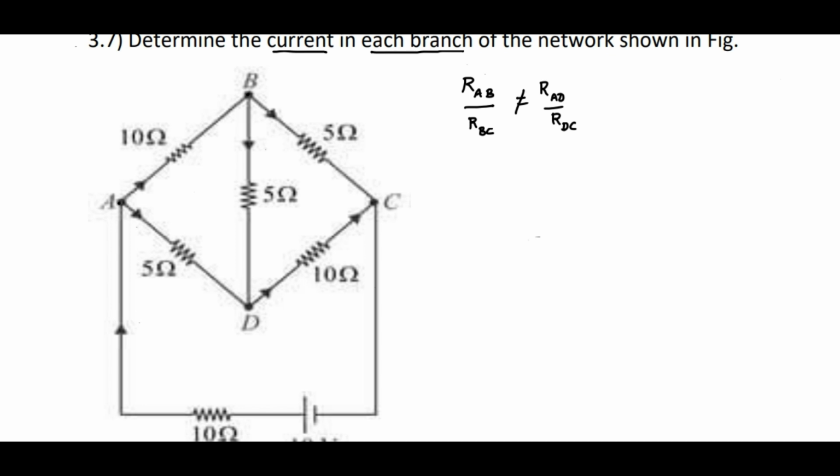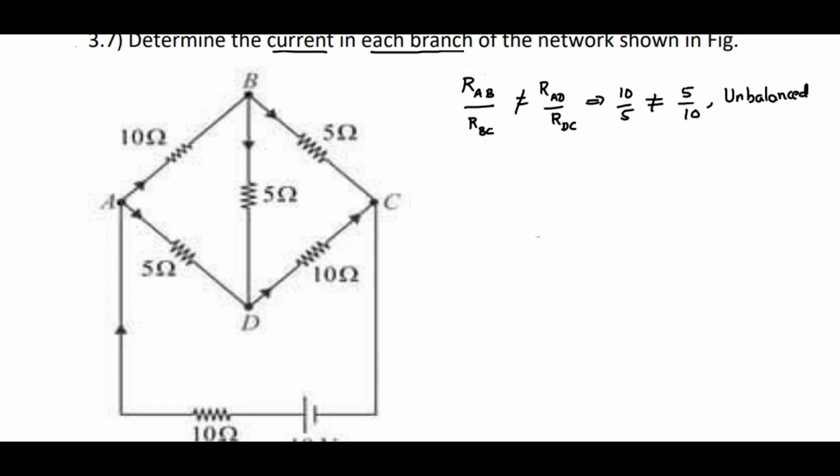But here it is not equal because here it is 10 by 5 and here 5 by 10. So these two are not equal. That's why it is unbalanced. If it is a balanced Wheatstone bridge, the problem will be easier. Here it is unbalanced. So to solve the problem, we are taking the help of Kirchhoff's rules.